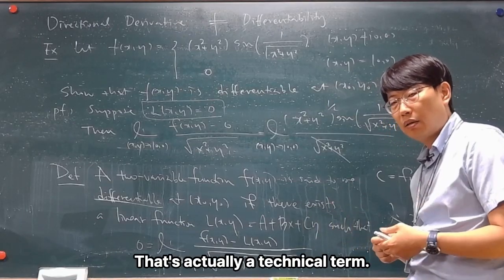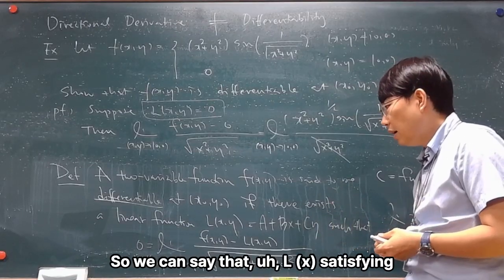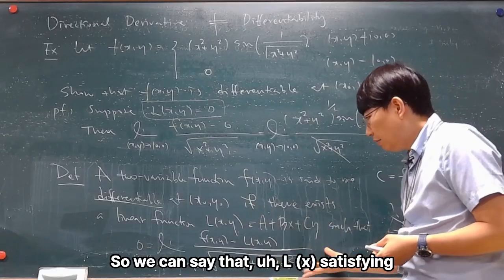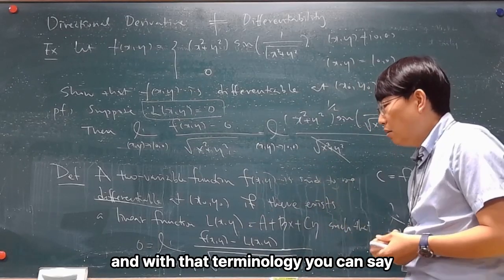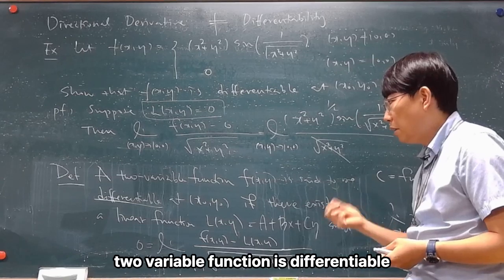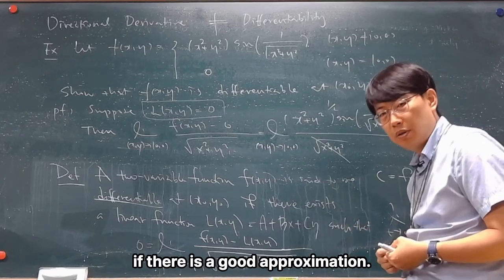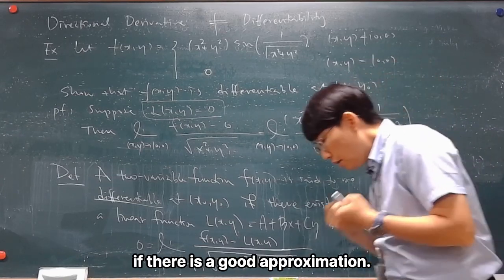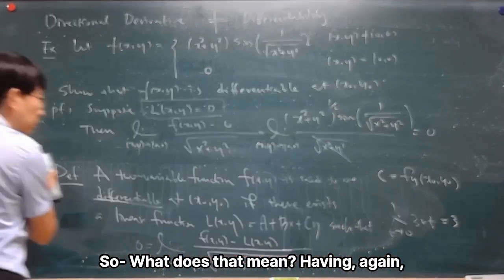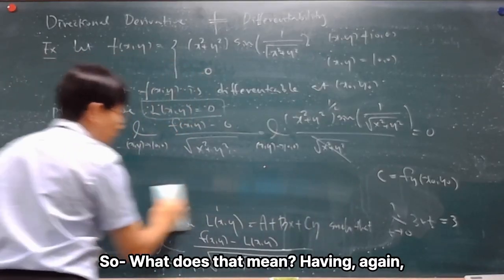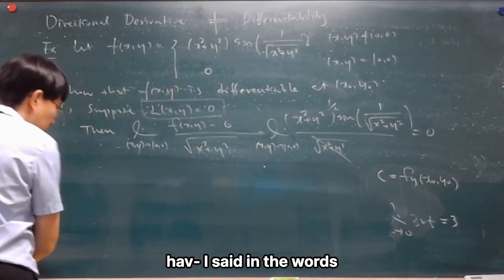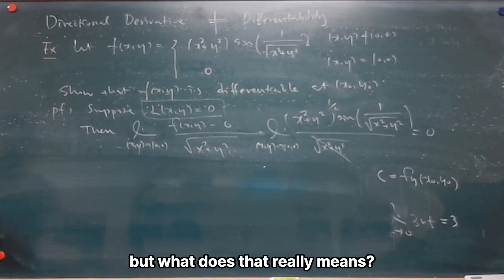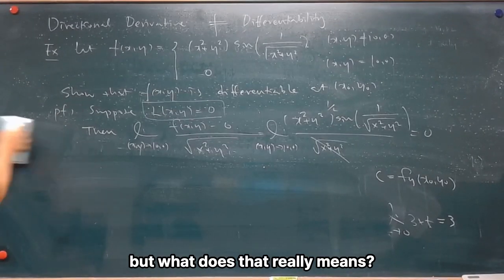That's actually a technical term. So we can say that L satisfying this equation is a good approximation, and with that terminology, you can say a two-variable function is differentiable if there is a good approximation. So what does that mean? I said it in words about this limit, but what does that really mean?